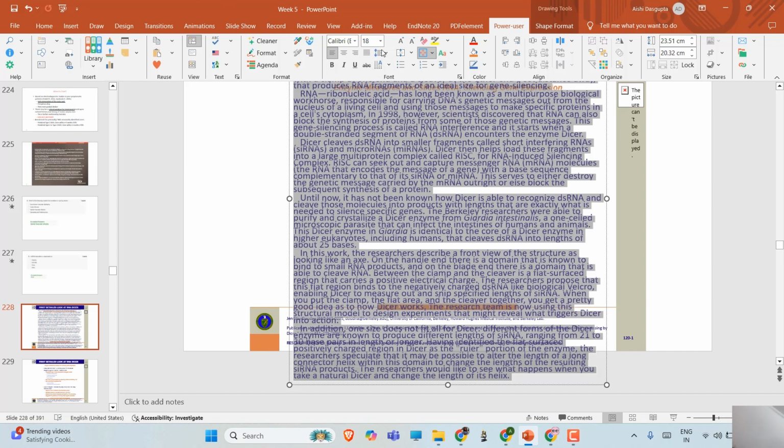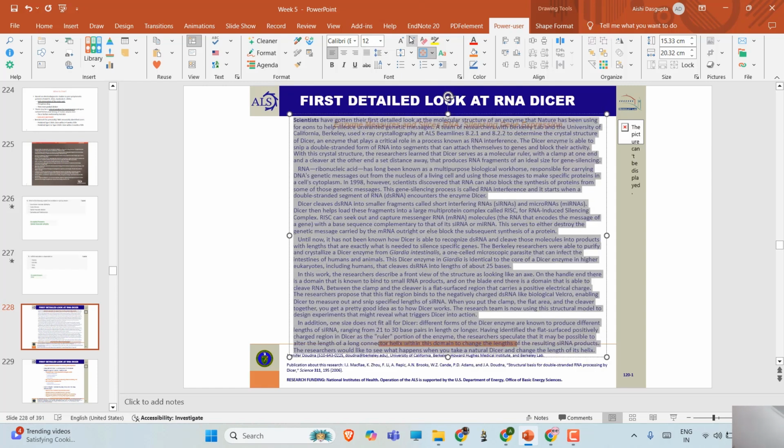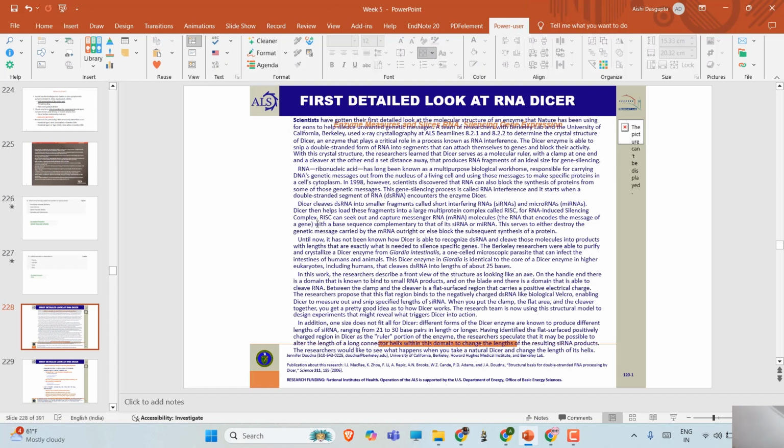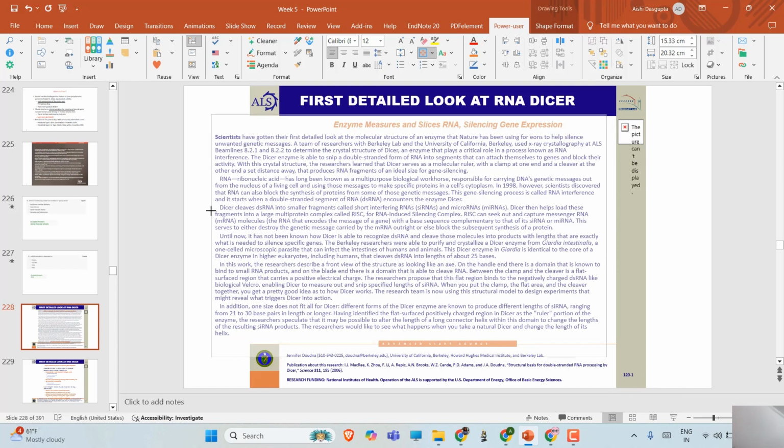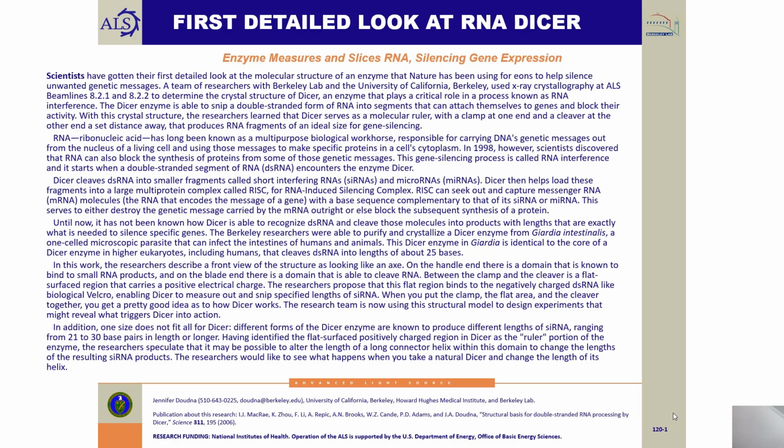RNA, ribonucleic acid, has long been known as a multi-purpose biological workhorse responsible for carrying DNA's genetic messages out from the nucleus of a living cell and using those messages to make specific proteins in the cell cytoplasm. Now in 1998, however, scientists discovered that RNA can also block the synthesis of proteins from some of those genetic messages. This gene silencing process is called RNA interference, and it starts when a double-stranded segment of RNA encounters the enzyme Dicer.